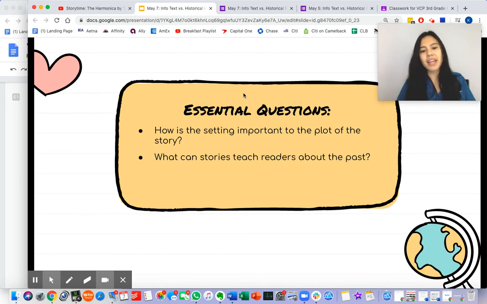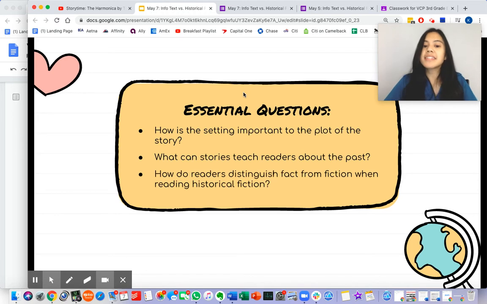Next, I always want to ask myself, what can these historical fiction stories teach me about the past? We read yesterday that the Holocaust was a horrible time. What can I, as a reader, learn about that time? Finally, especially today, we are going to be focusing on how do readers distinguish fact from fiction while reading historical fiction. First, let's review what historical fiction is.